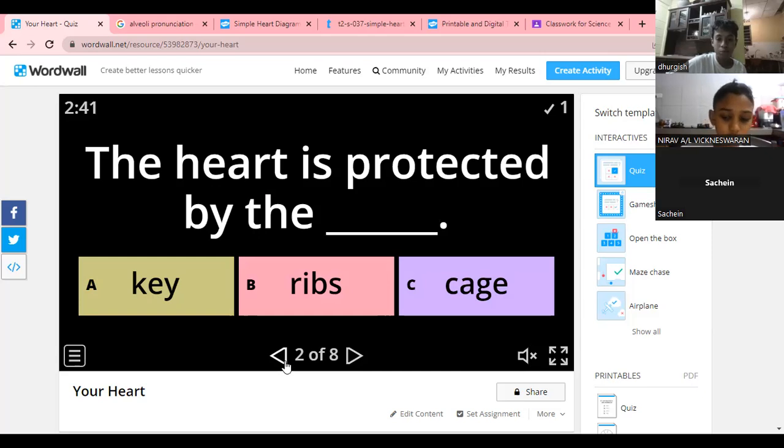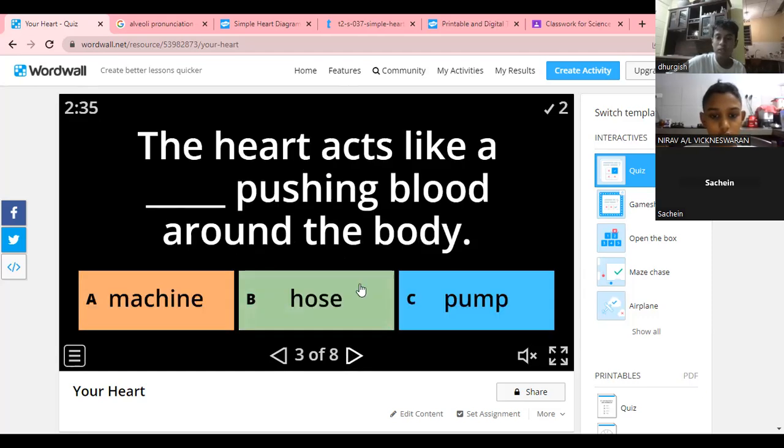He typed it in chat. Oh, really? Oh my God. Sorry. Okay, found it. Ribs. Okay, good. Durgesh, third. The heart acts like a what?